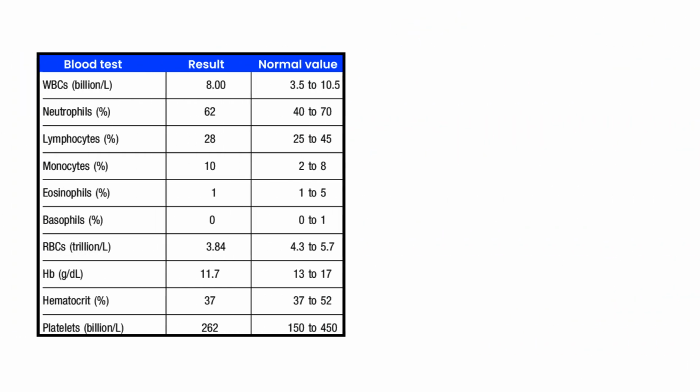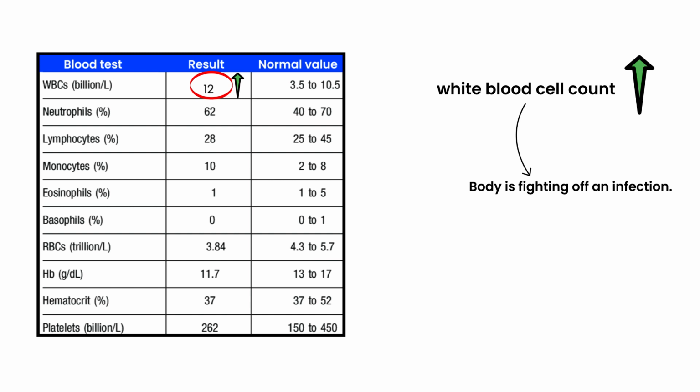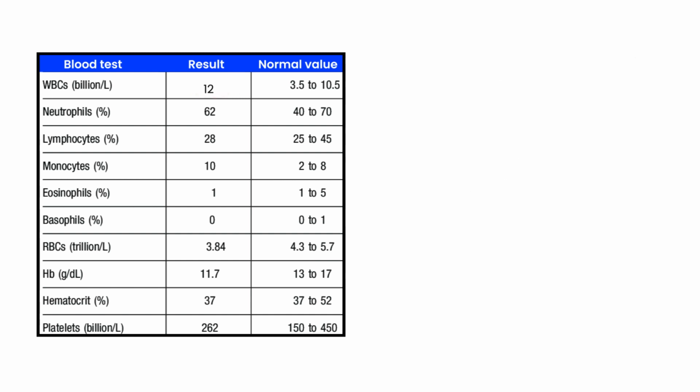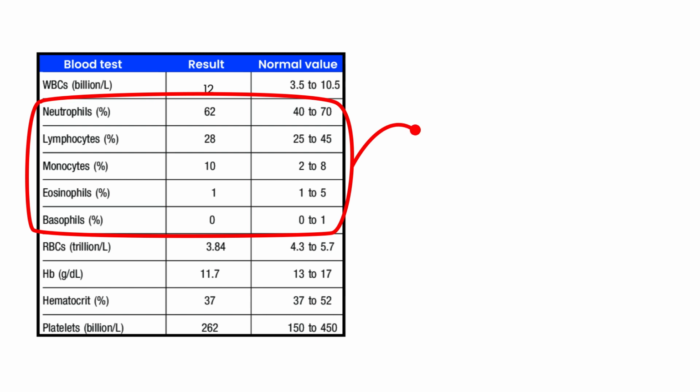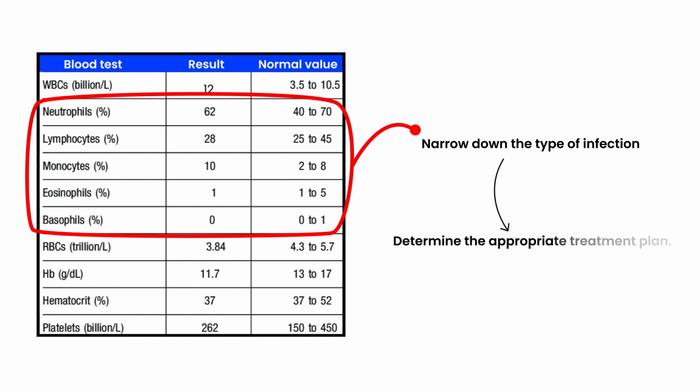One key parameter measured in a blood test is the white blood cell count. If the white blood cell count is elevated, it may indicate the body is fighting off an infection. Depending on the specific type of white blood cell that is elevated, doctors may be able to narrow down the type of infection and determine the appropriate treatment plan.